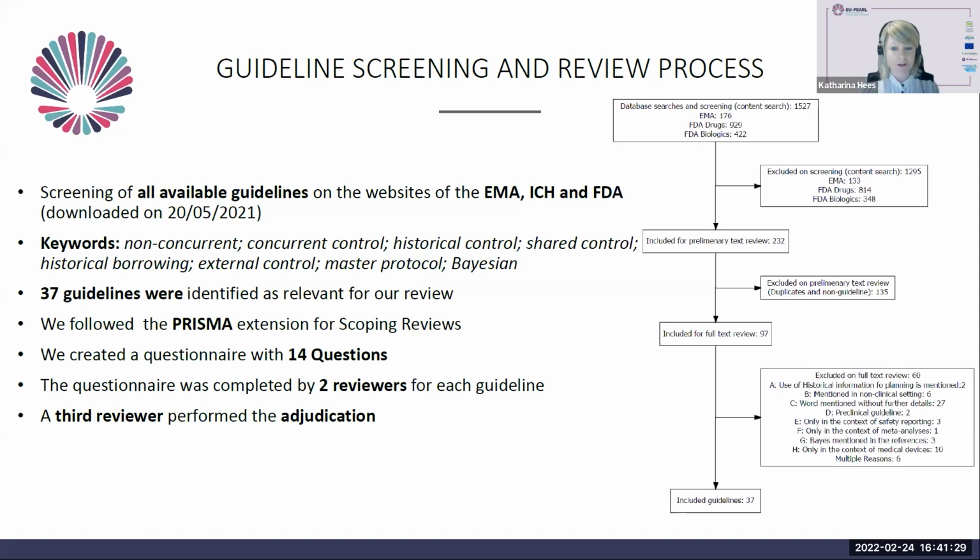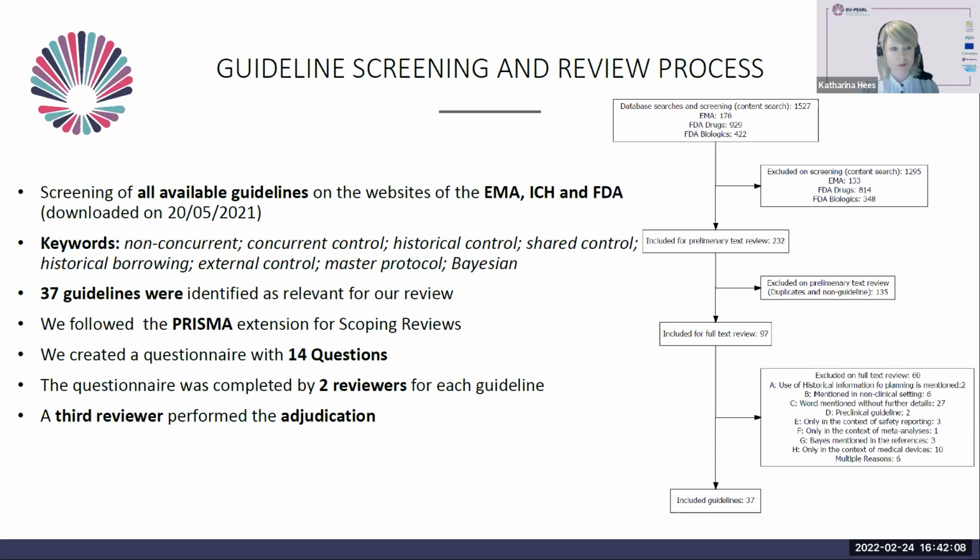We have extended our review to guidance provided regarding the use of external or historical controls in clinical trials, since non-concurrent controls are in the end just a special case of external controls. We will later also discuss in what points they are maybe better. So we downloaded all guidelines from the EMA, ICH, FDA, and screened them for the printed keywords. That means we also looked for the keywords external or historical borrowing and so on.